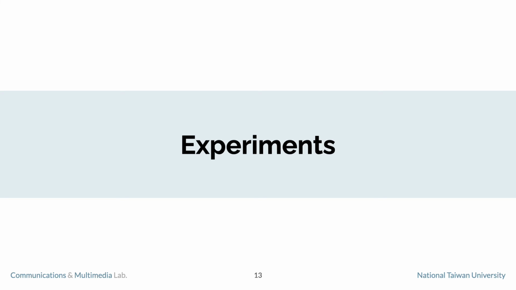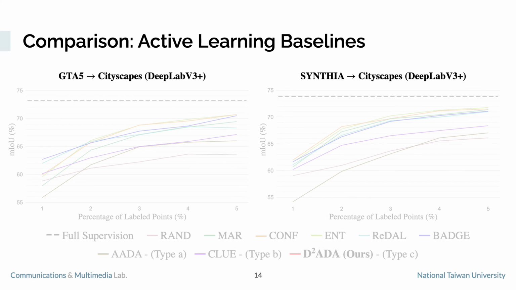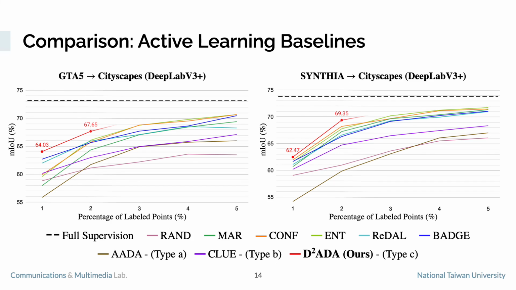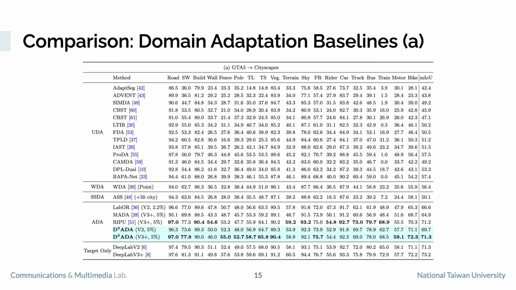Let's show our experimental results. On the two benchmarks, our method hugely surpasses existing active learning baselines. Besides, our method outperforms all existing domain adaptation methods. With 5% target labels, we achieve over 97% of the target full supervision upper bound.